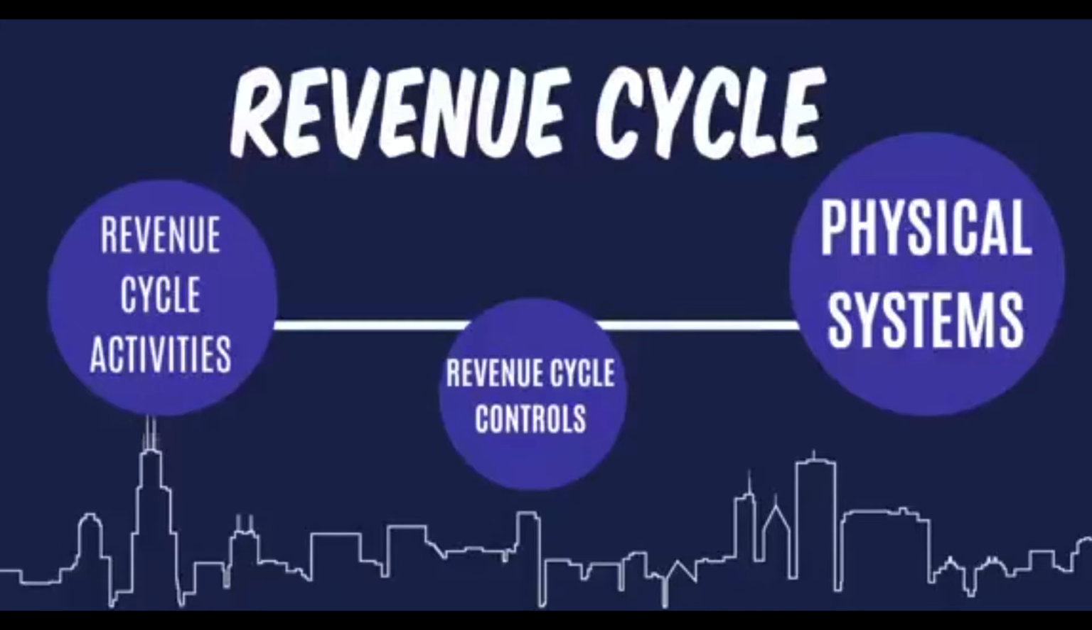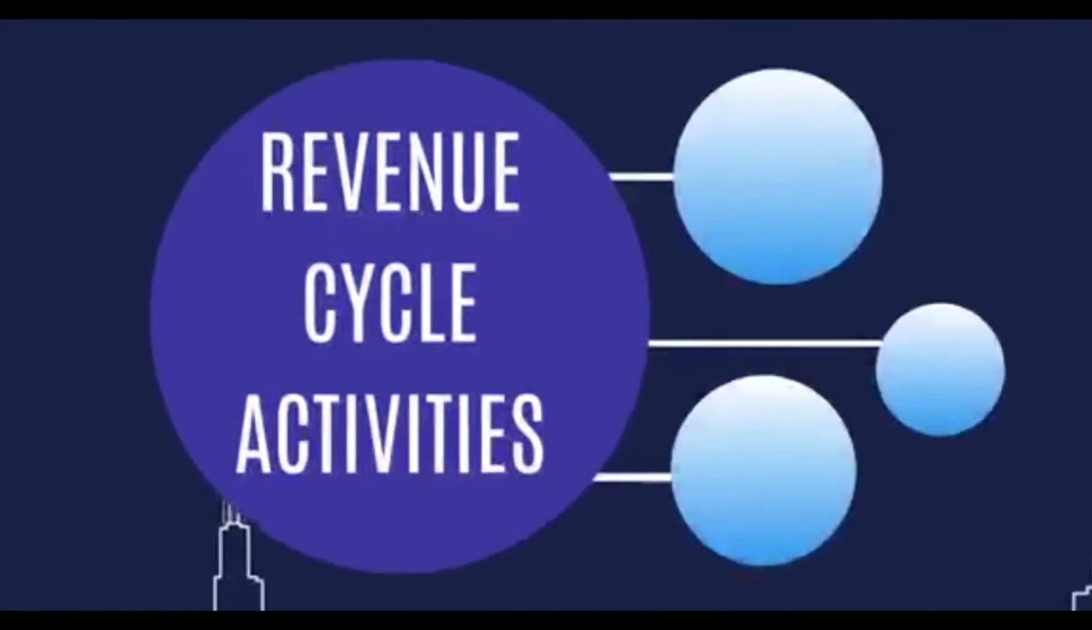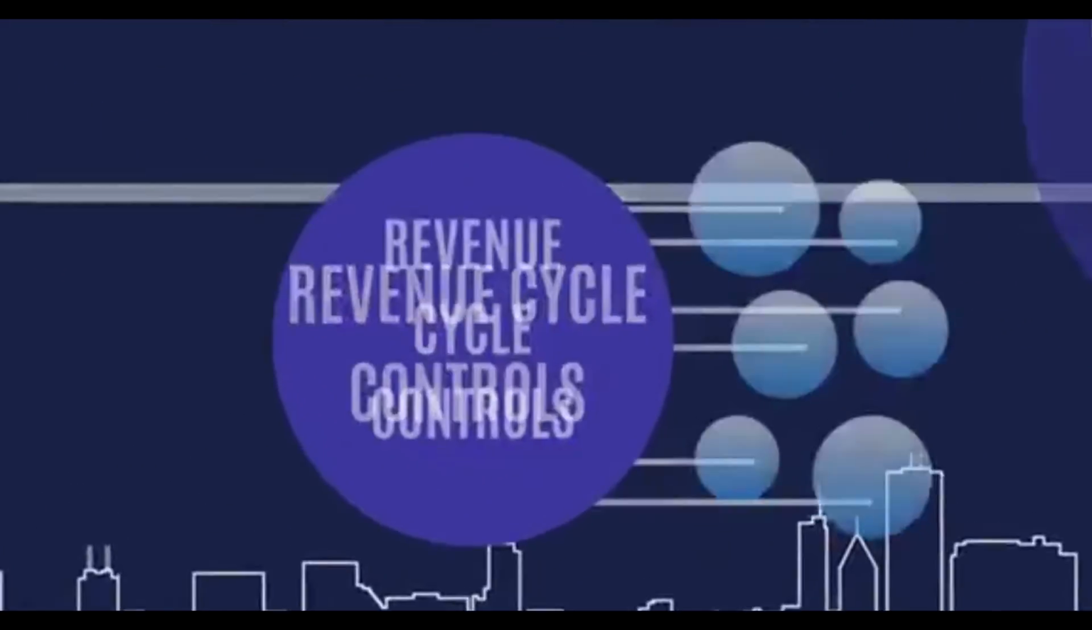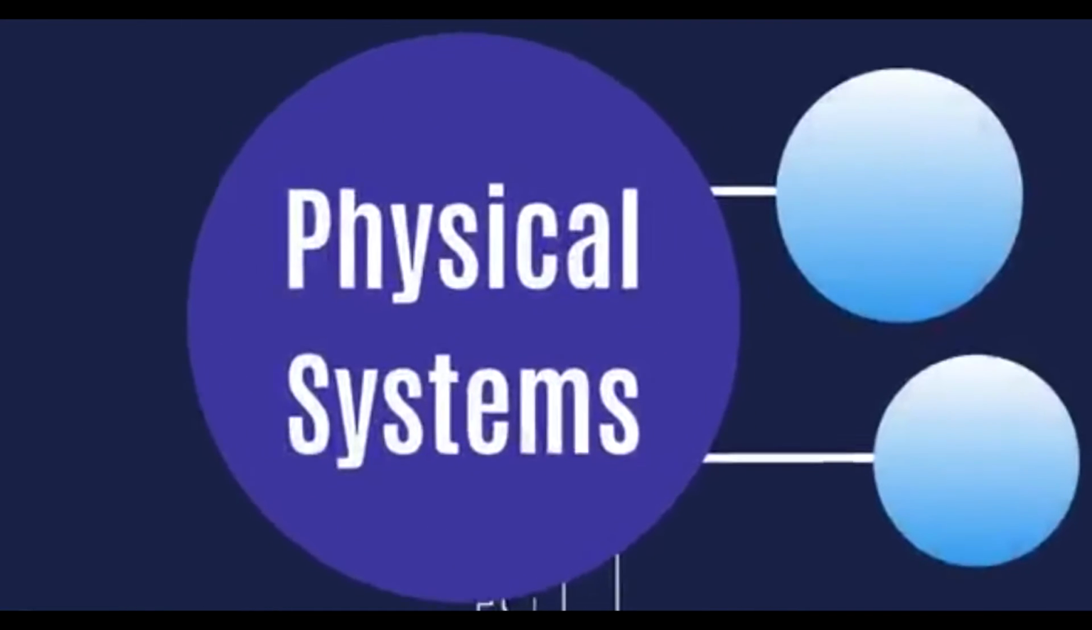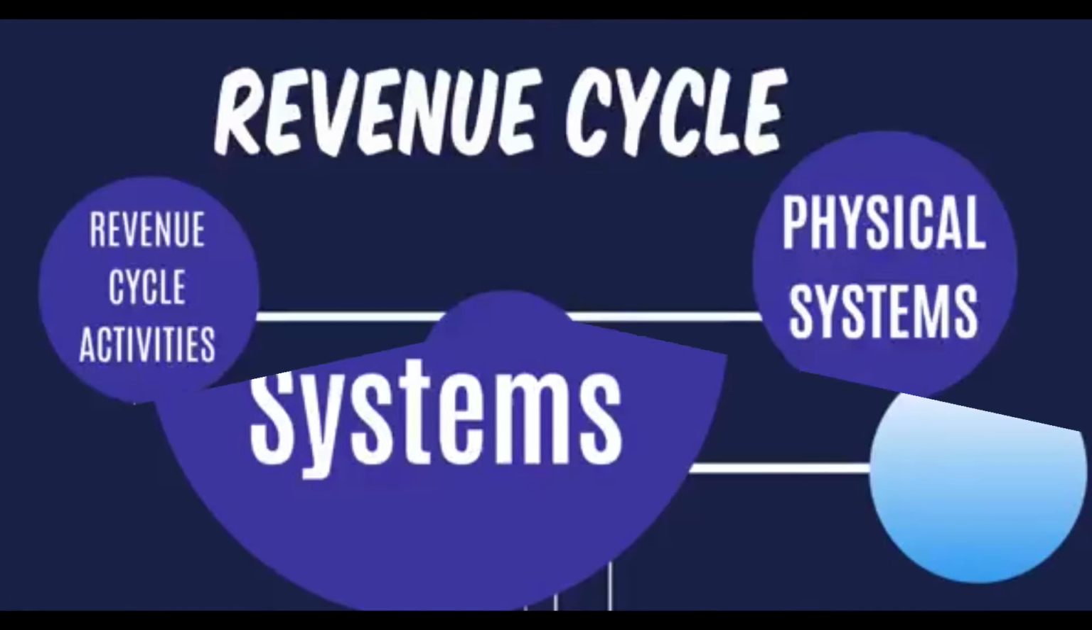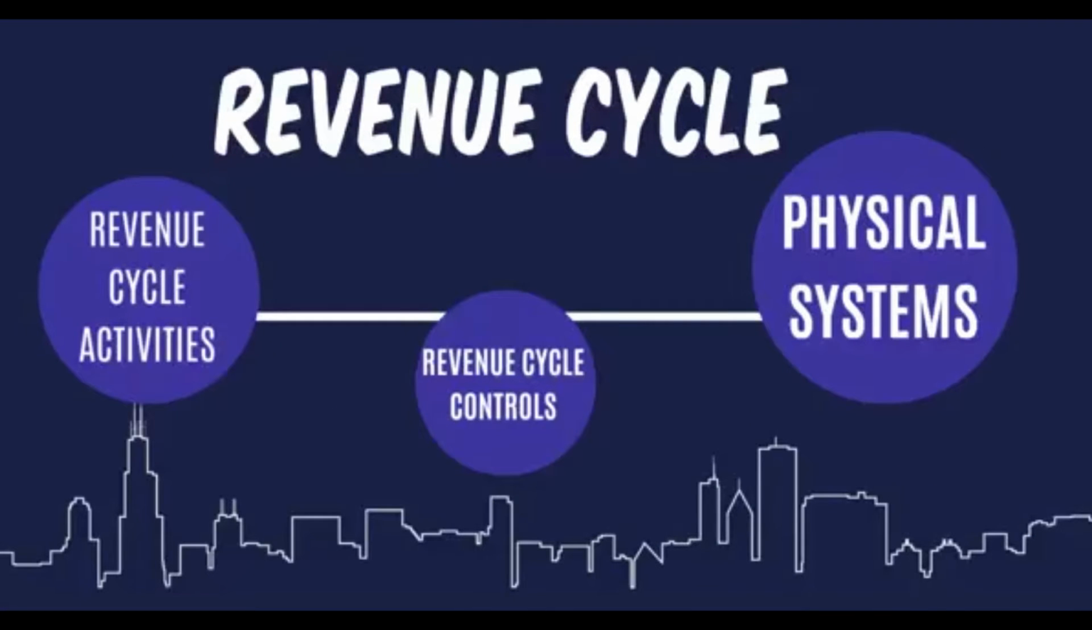Hey guys! Today, we are going to study about the revenue cycle. And for us to clearly understand this cycle, we will divide it into three general parts: the revenue cycle activities, the revenue cycle controls, and the physical systems. Let's check out this video about the overview of revenue cycle.